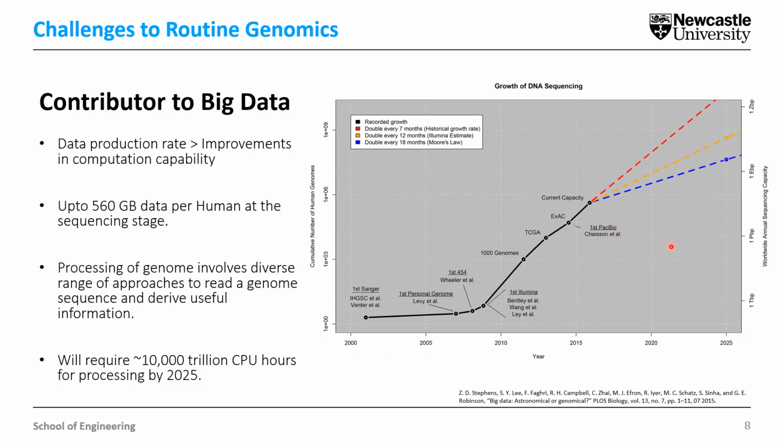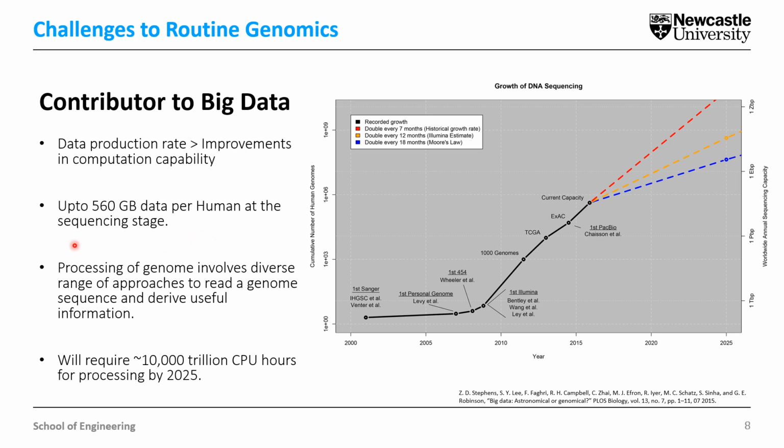This plot presents how our computational capabilities are scaling with respect to the amount of data being produced by genomics. This blue line shows the Moore's law, this red line shows the historical growth rate of data, and this yellow line shows the Illumina estimates of growth of data by 2025. And we can see that in both the cases, the amount of data being produced will outperform the improvements in computational capability.